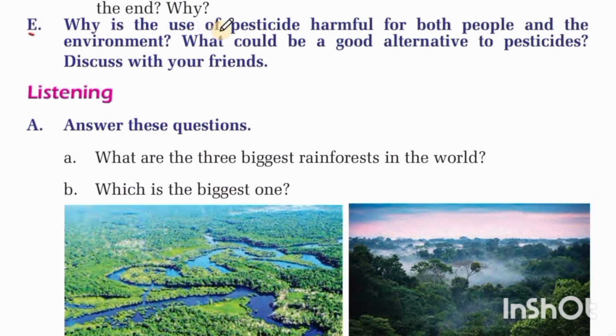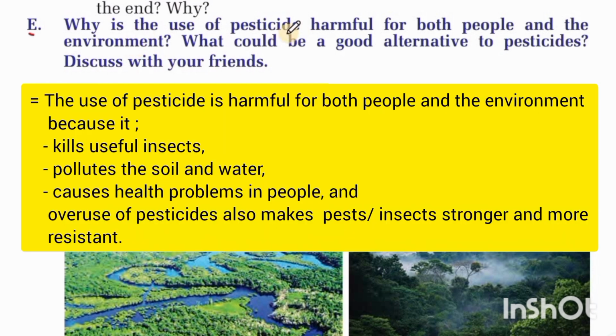Question F. Why is the use of pesticide harmful for both people and environment? What could be a good alternative to pesticides? Discuss with your friends. The use of pesticide is harmful for both people and the environment because it kills useful insects, pollutes the soil and water, causes health problems in people, and overuse of pesticides also makes pests or insects stronger and more resistant.